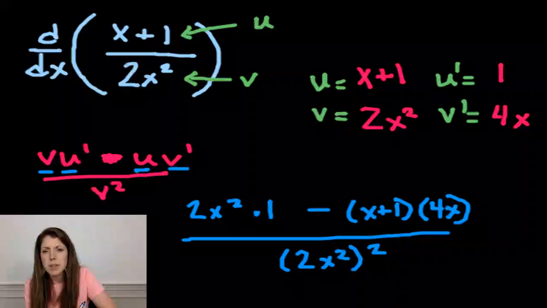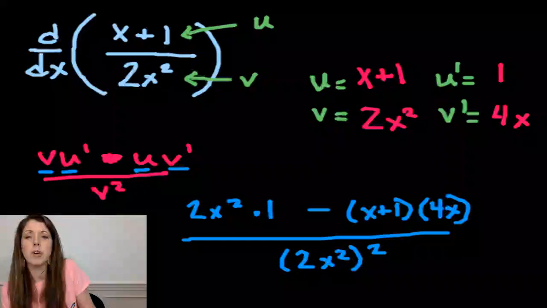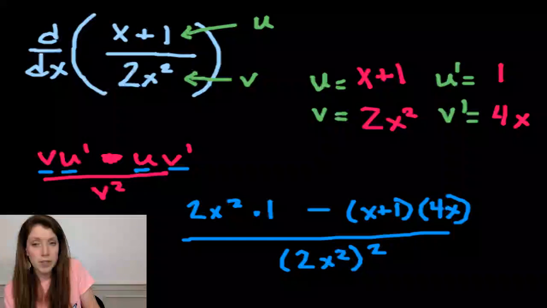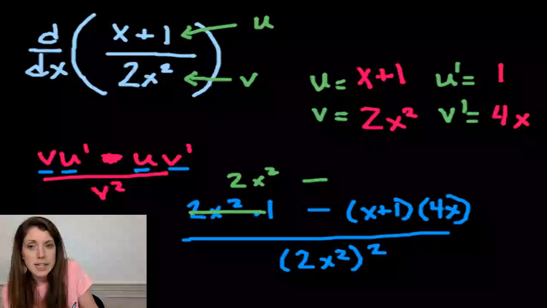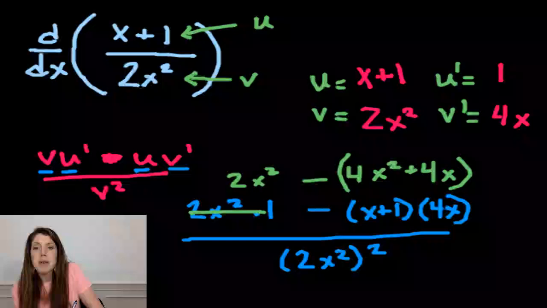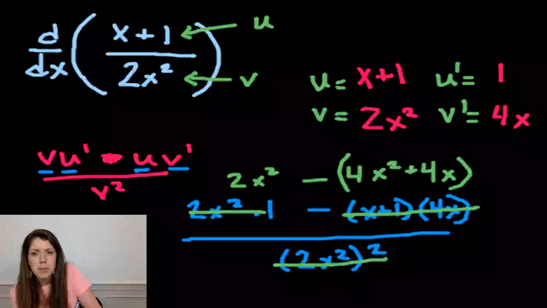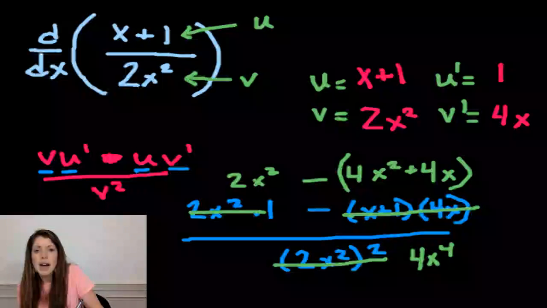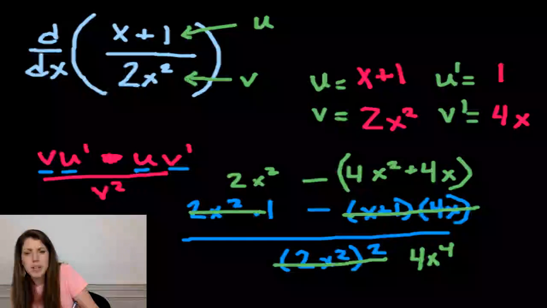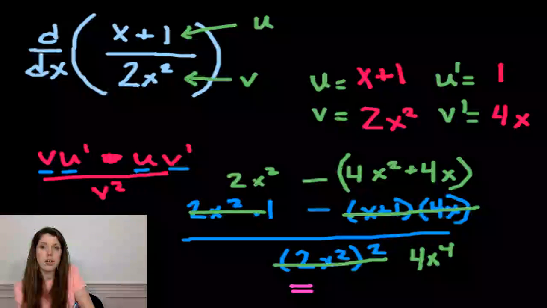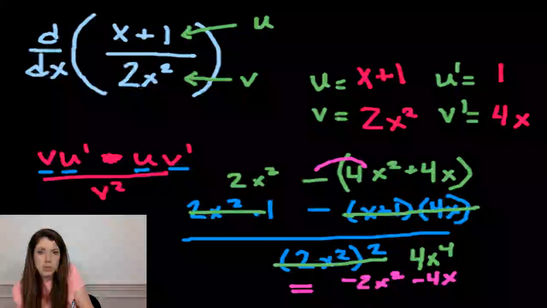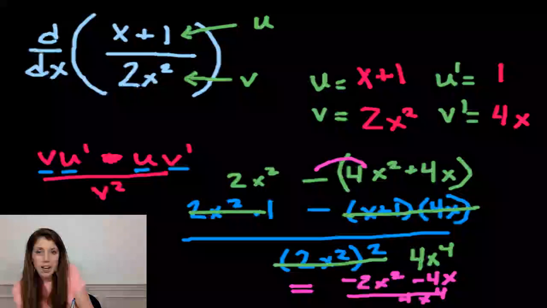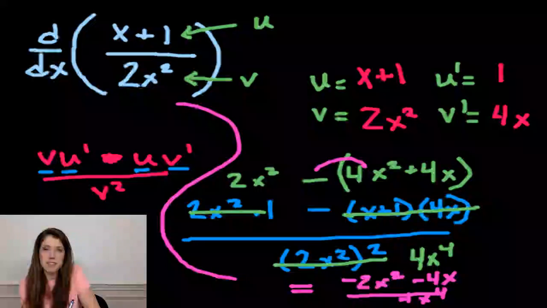And from there, we just simplify it. Now, I have limited room, and my point here is less about the simplifying and more about the formula that we're using, the quotient rule. 2x squared times 1, that's just 2x squared, minus, this is really 4x squared plus 4x, but this is in parentheses. And in the denominator, this is really just 4x to the fourth. So what I am getting here, and again, I'm sorry for the very limited room, I mostly just want you to see how this comes down to a nice answer. We're going to have 2x squared minus 4x squared, so that's negative 2x squared minus 4x all over 4x to the fourth. That's squeezed in there. And that is the answer to the derivative of this function.